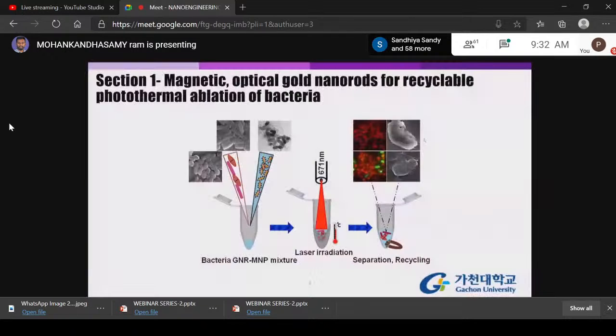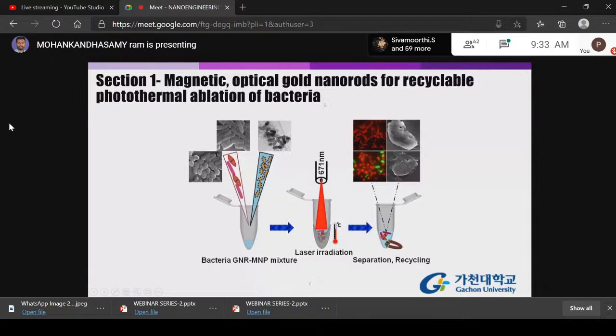So as shown in this overview or schematic, we first prepare the gold nanorods, which are brown in color, and they are covered by magnetic nanoparticles. Those are the dots in this blue color background picture. Those nanoparticles are mixed with the pathogenic bacteria like Escherichia coli and Staphylococcus aureus. Those are potent pathogens, and we passed the laser light to produce heat.